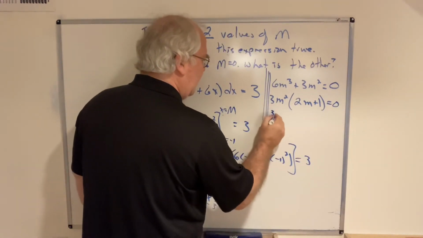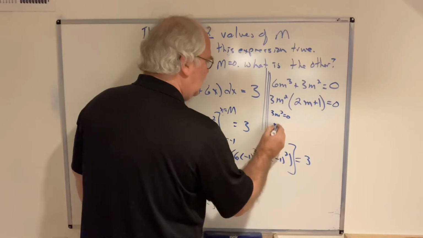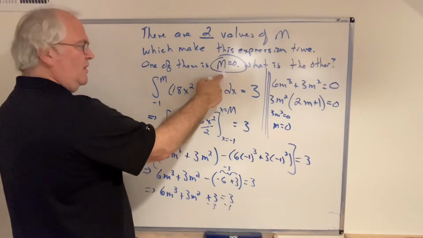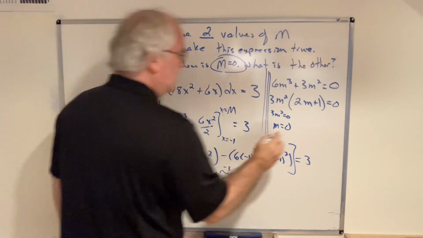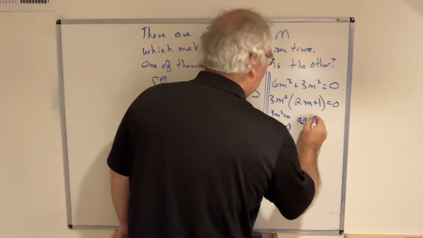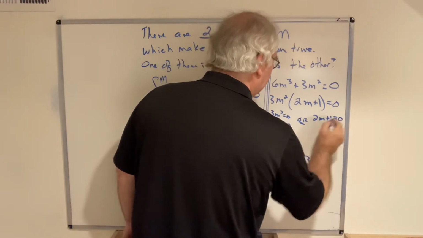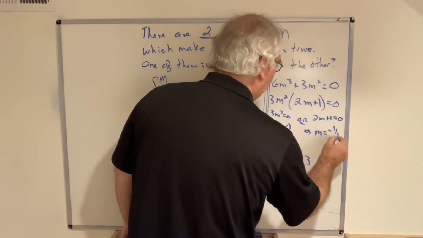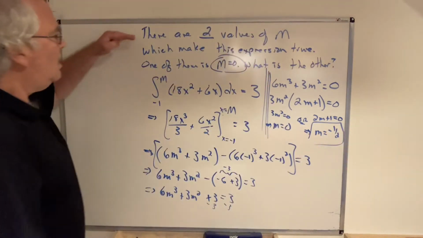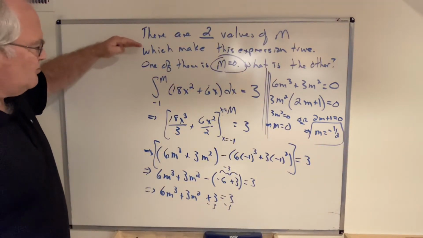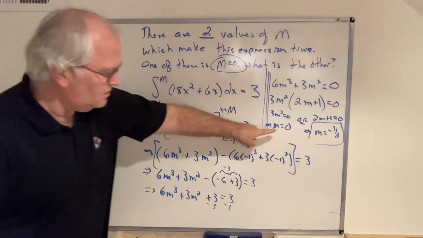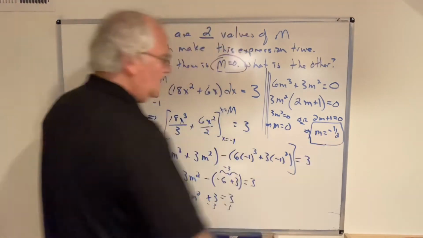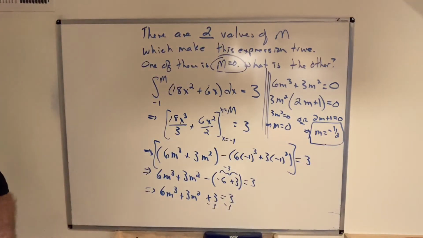If I set 3m squared equal to 0, we get m equals 0, which is the one we were told about. But what is the other? We get 2m plus 1 is equal to 0, and that implies that m is equal to -1/2. And so there are two values that make this expression true. One of them is m equal to 0. We verified that. What is the other? M is equal to -1/2. All right?